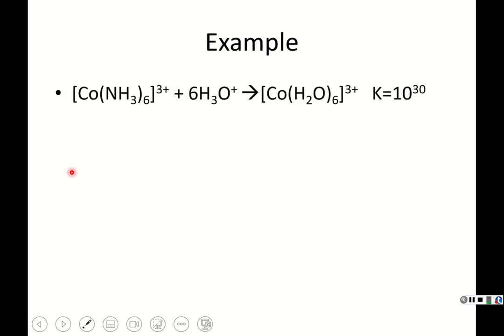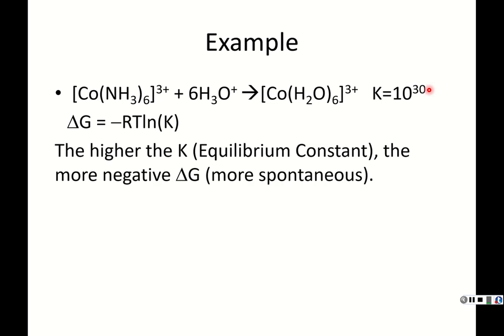So let's see an example here. Okay, we use this reaction. So we're substituting now for NH3, we're substituting H2O. And our K value for this is 10 to the 30th, so pretty high. We can calculate the delta G from that equilibrium constant, plug it into this equation. So the higher the K, or equilibrium constant, the more negative delta G is going to be, thus the more spontaneous it will be.